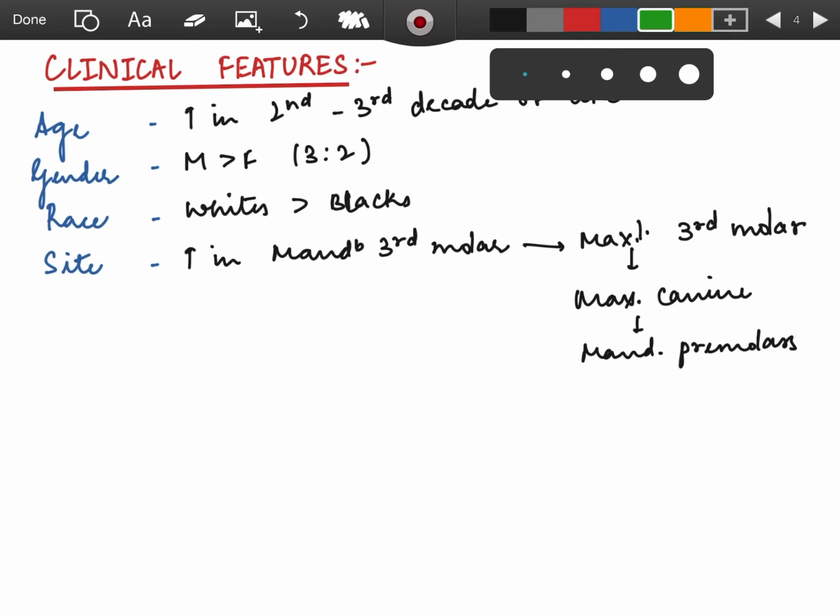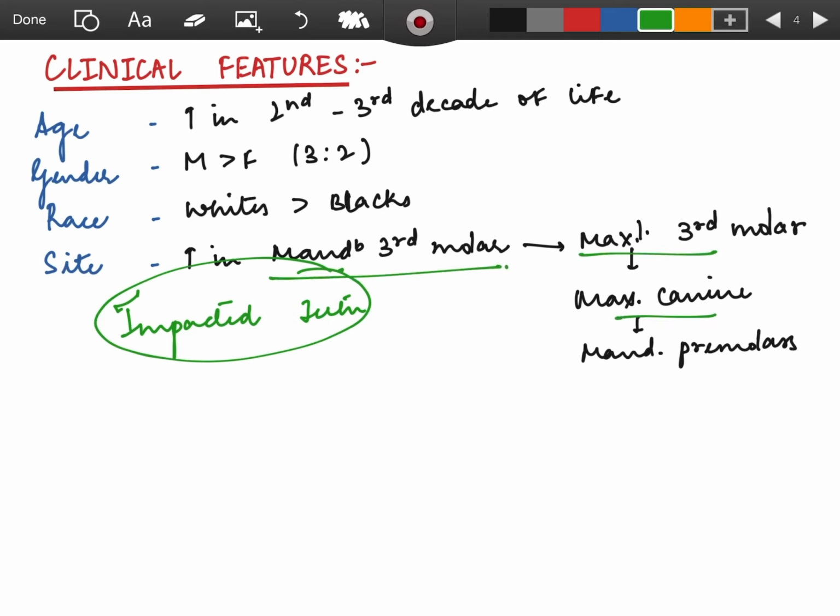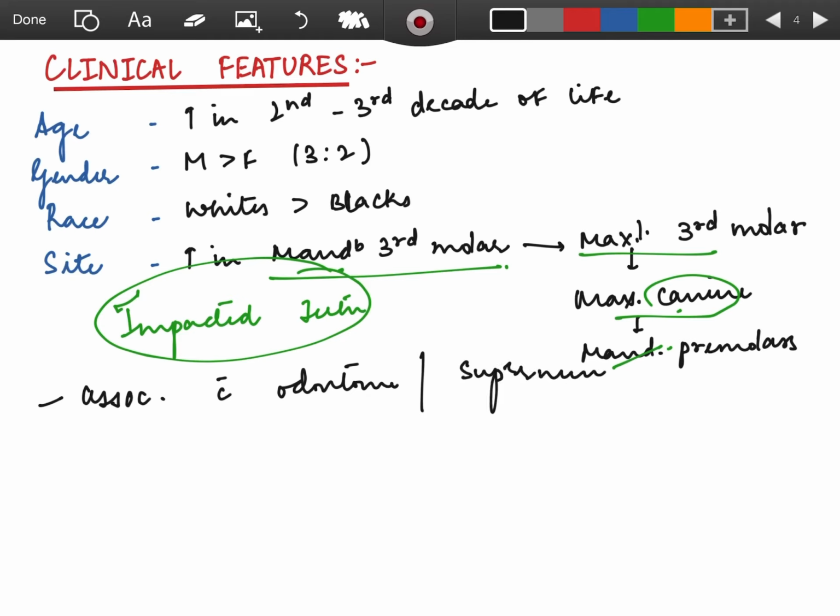Now the chief complaint will be painless swelling. It is always associated with impacted teeth. There will be pain if there is infection in the dentigerous cyst, and it may be associated with odontomes or supernumerary teeth.